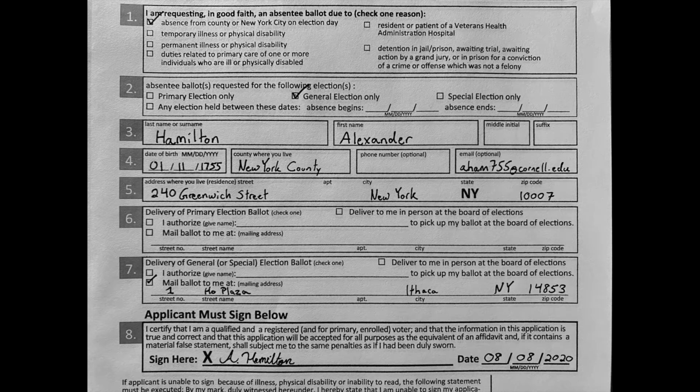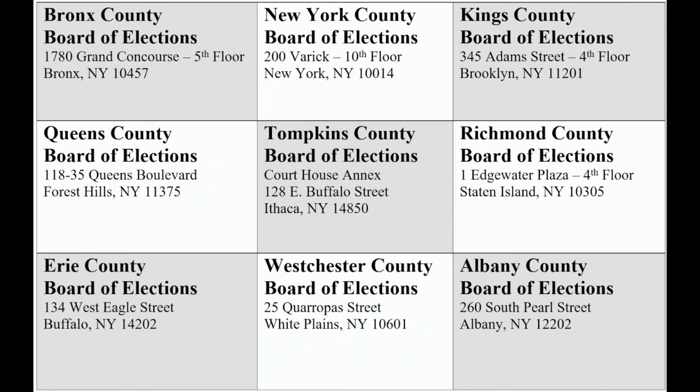After you have completed the application, you must mail it to your specific Board of Elections. You can contact us at cornellvotes@cornell.edu for assistance in finding and sending your application to your Board of Elections. Your application is now complete.